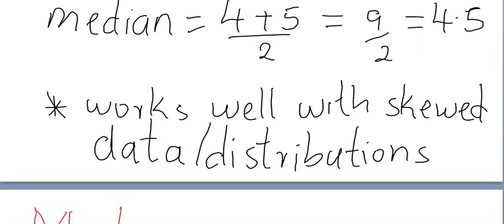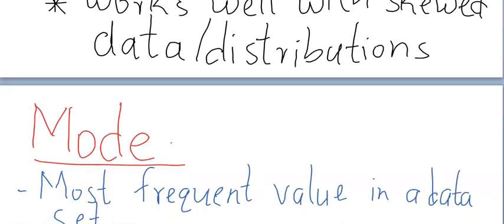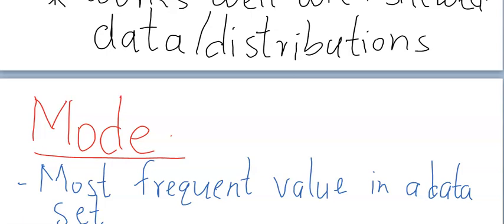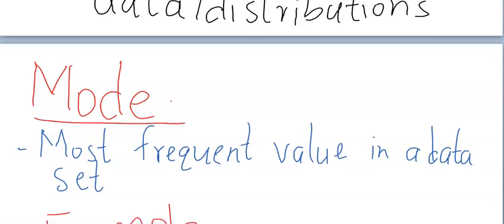Moving on to the next measure of central tendency, we have the mode. And the mode, to define it, we say, is the value that appears most frequently in a data set. Now, a data set may have no mode, one mode that is unimodal, or two modes that's bimodal, or more than two modes that's multimodal.